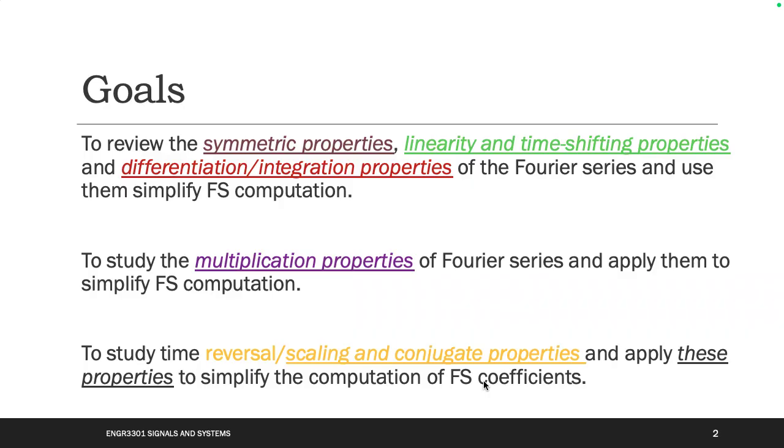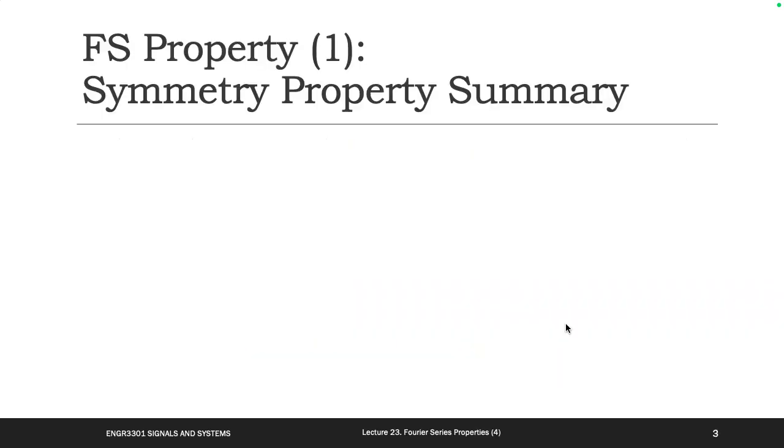And if we have enough time, we will try to study the time reversal, scaling, and conjugate properties and apply these properties to simplify the computation of FS coefficient. Actually, I don't think we have enough time for the time reversal, scaling, and conjugate properties. But we will try. Okay. Firstly, let's review the symmetric property.